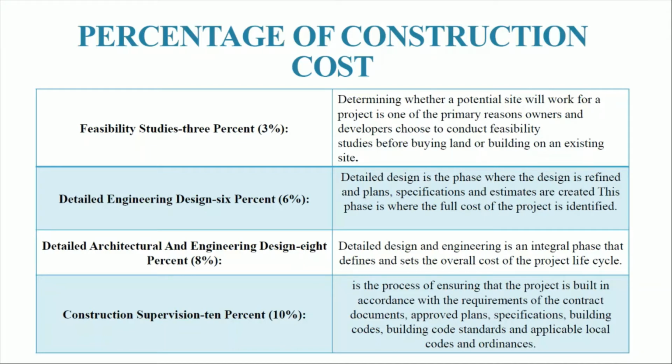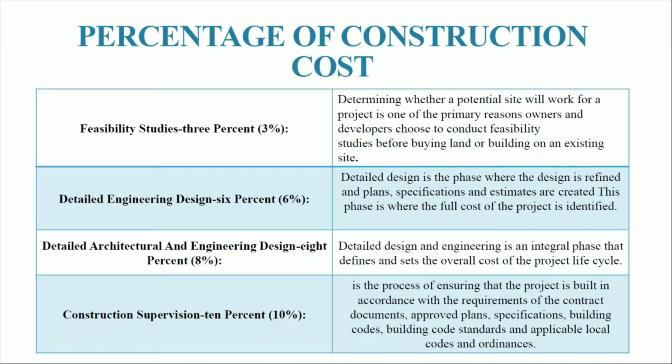Next, we have our detailed engineering design, which will have a 6% cost. This is done by designing a detailed phase where the design is refined and the plans, specifications, and estimates are created. This phase is where the full cost of the project is identified. Since it's a detailed engineering design, it means it already has the floor plans of the building. It also has the feasibility study of the building as well.